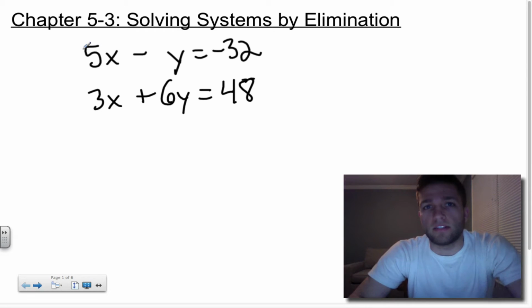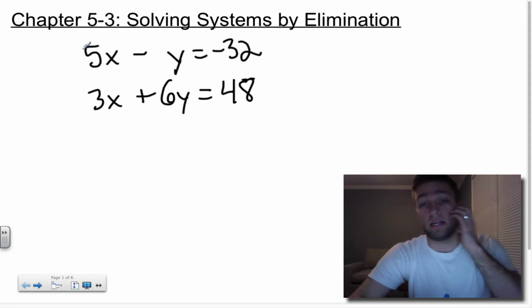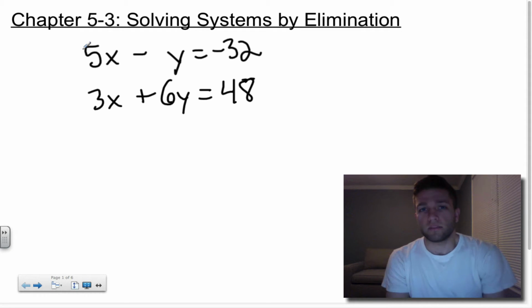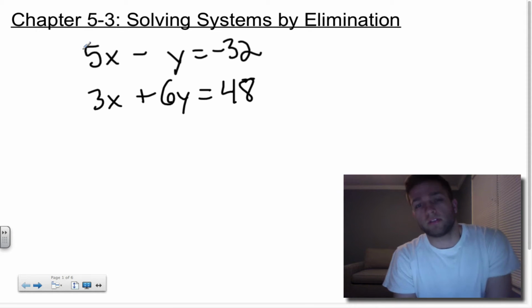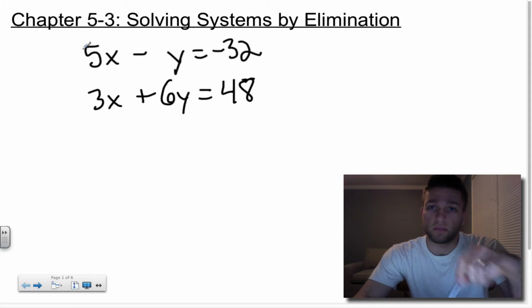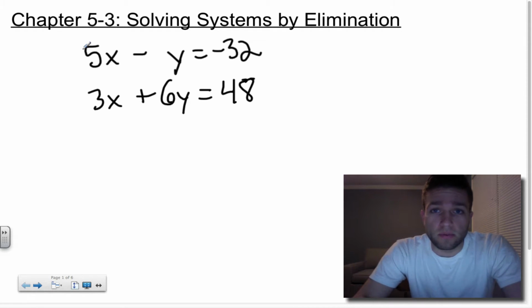Hey guys, this is Chapter 5, Section 3, which is Solving Systems of Equations by Elimination. And this is going to be the last way we're going to look at solving systems of equations. So far we've done graphing and we've done substitution. But there are going to be times where graphing doesn't make much sense and substitution can't happen.